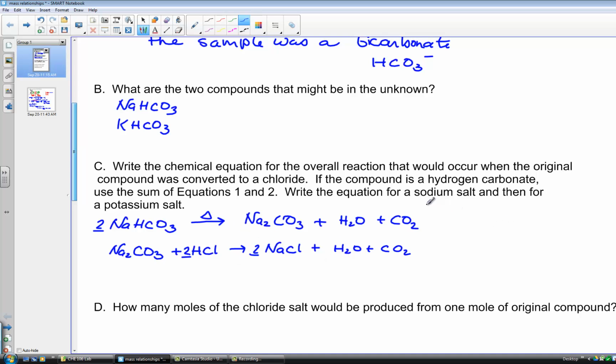Then it's to do the same thing but for the potassium. And so just to follow directions, I'll change color here. We're going to do the same thing. Should go faster. We have potassium hydrogen carbonate being broken down into potassium carbonate, water, and CO2.